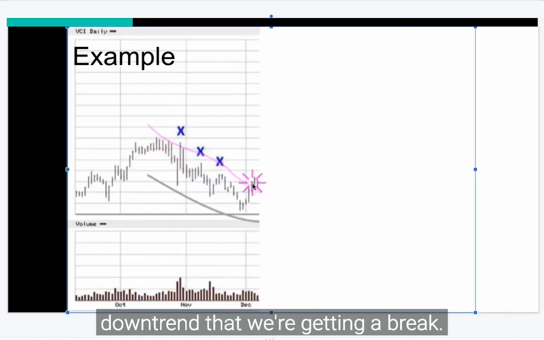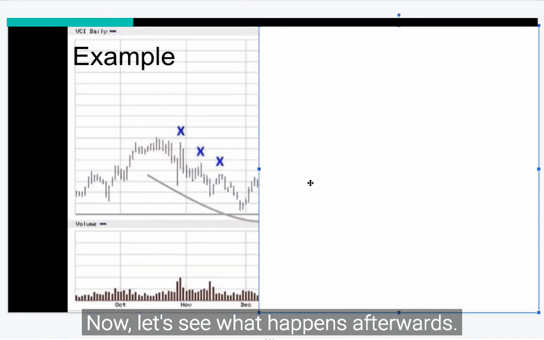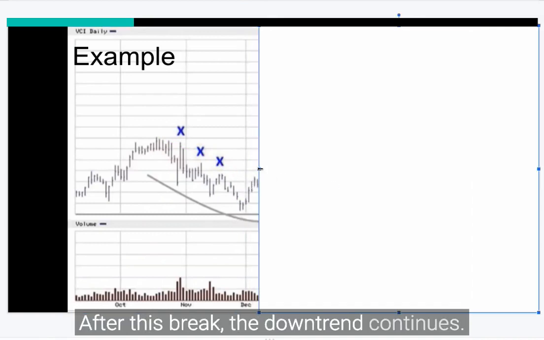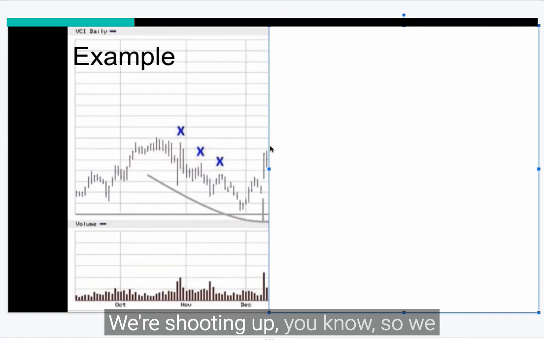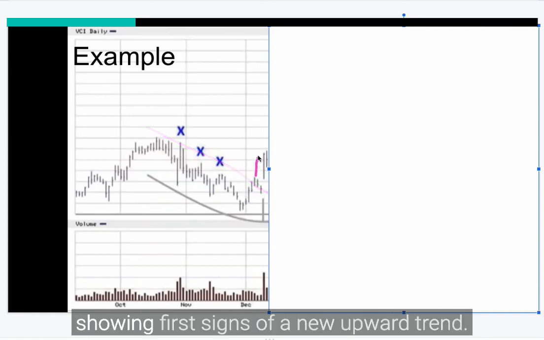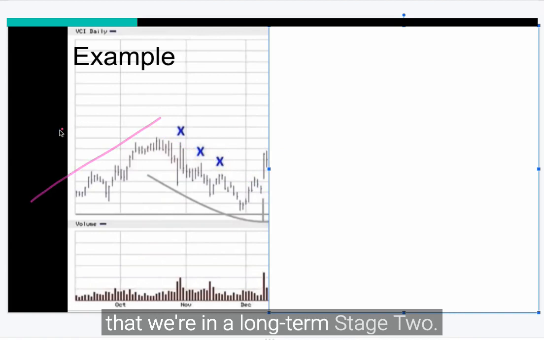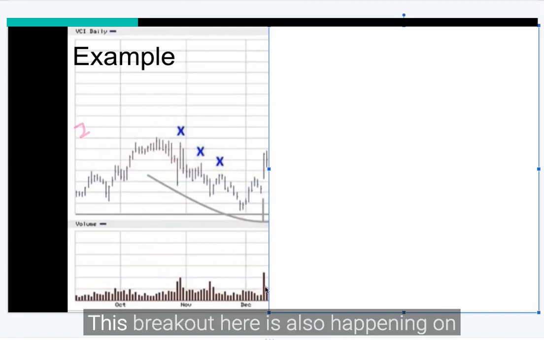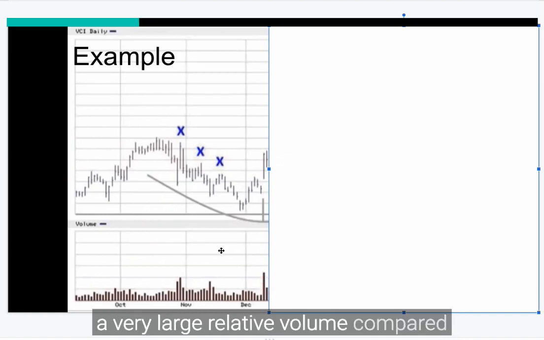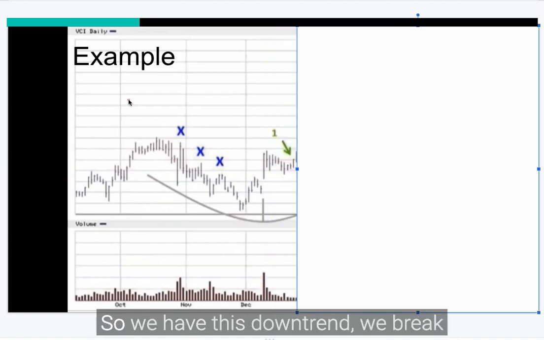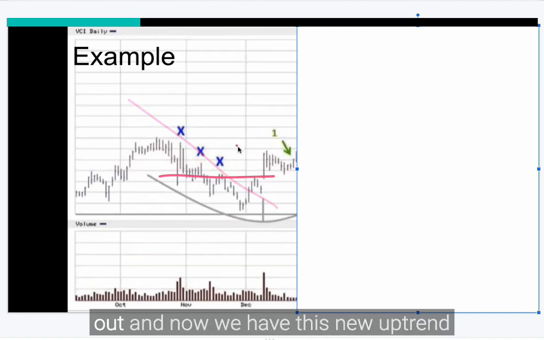We're getting a break. Now let's see what happens afterwards, after the break of the downtrend continues. We're shooting up, so we have the break, and now we're showing first signs of a new upward trend. We again assume, and this has been, that we are in a long-term stage 2. This breakout is also happening on very large relative volume compared to what we've seen in the past. So we have this downtrend, we break out, and now we have this new uptrend.